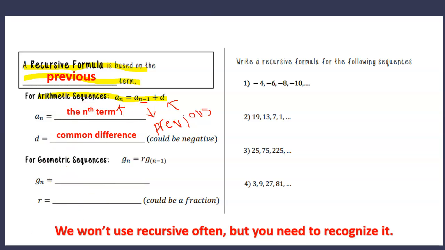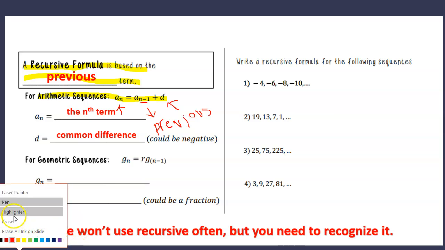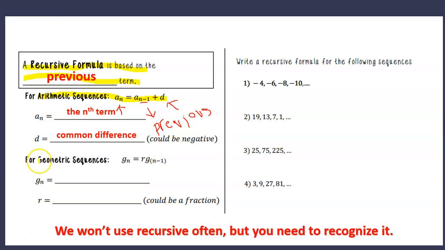For the geometric sequence, we're going to use the recursive formula for geometric sequences, which is G sub n equals R times, again, we need that dot in between, R times G sub n minus 1. So there are no exponents on this one. And again, we're going to label it the same way. N is the nth term. R is the common ratio. And then n minus 1 is the previous term.